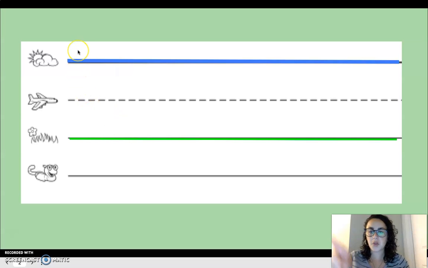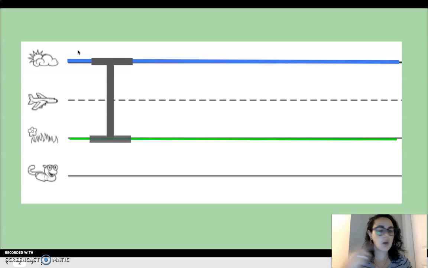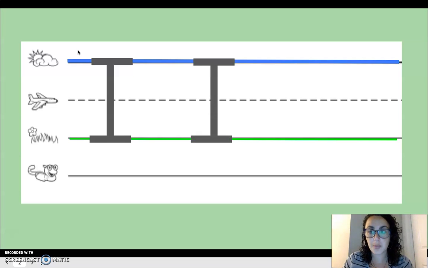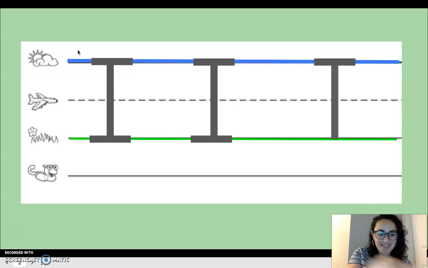Let's try it again. Across, down, across. All of the lines we're going to use today in this lesson are straight lines, so we'll do our best to make our line straight. Across, down, across. That's another uppercase I. Across, down, across. Now you get to help me with my letters.